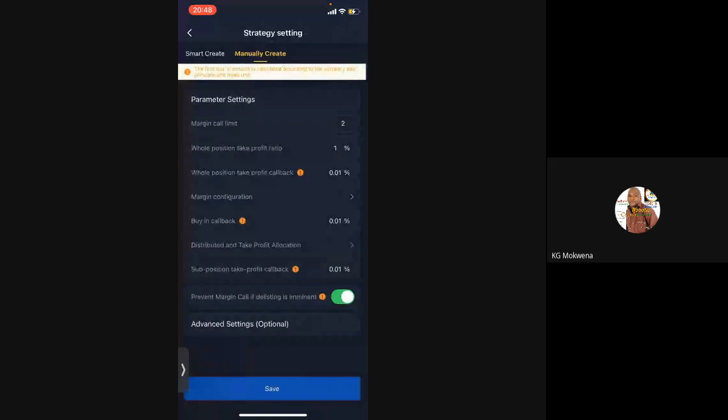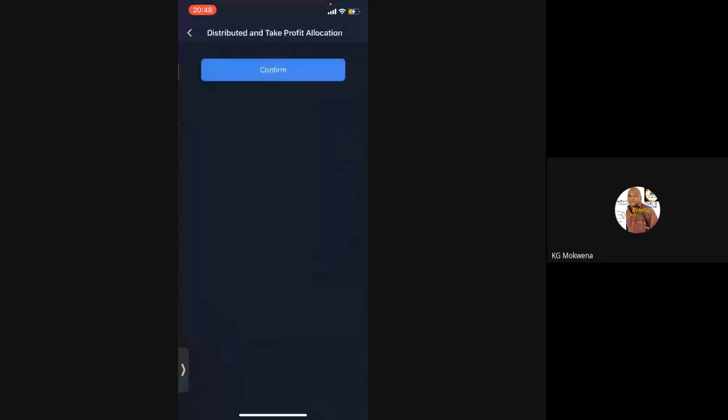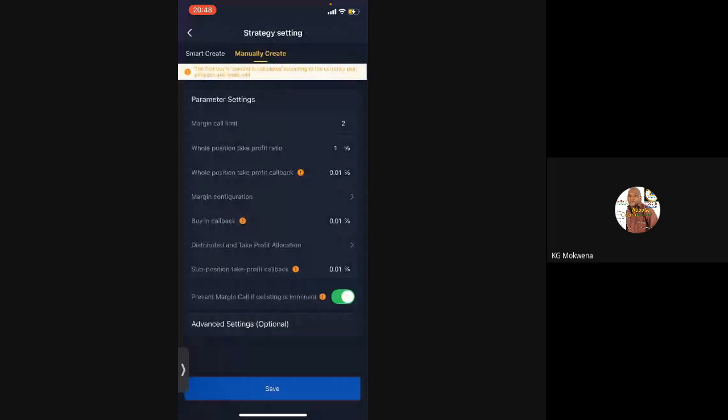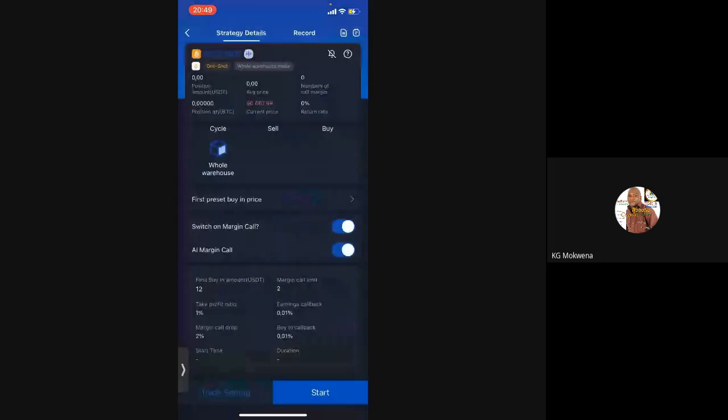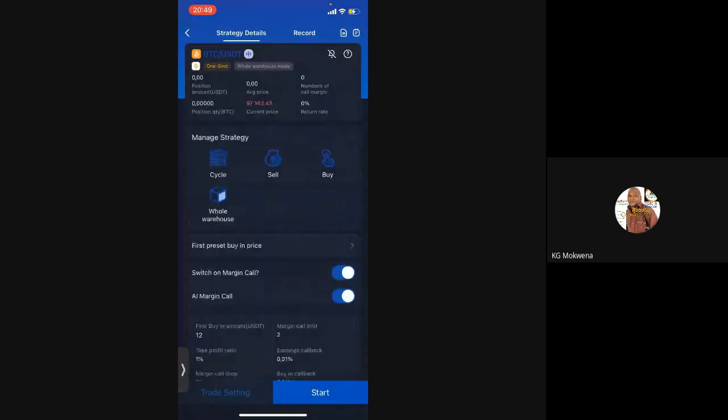So now click confirm, and then click save at the bottom. It means you are saving all the settings now. Click save. We are under manually create on top there. There is something happening with the network, and save the settings entirely. So now, business partners, we are on the transaction page again. So what it's going to do now is switch off AI margin call.